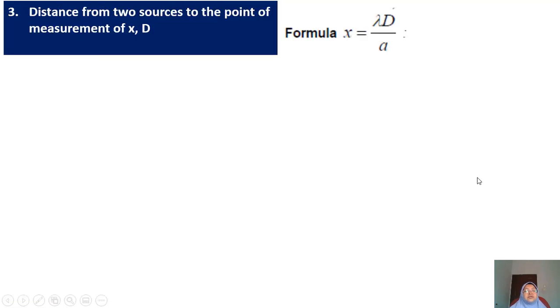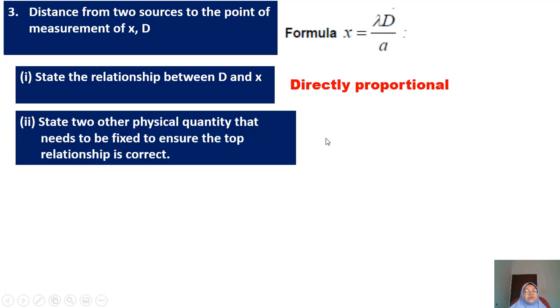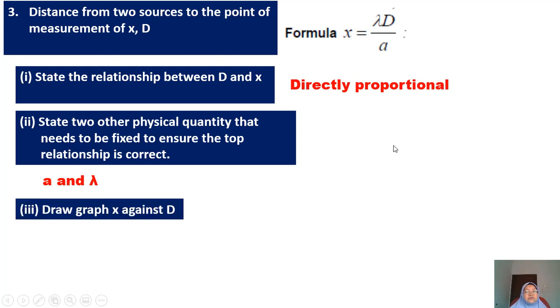Next, the distance from the two sources to the point of measurement of x, or D. We have the formula x is equal to lambda D over a. State the relationship between D and x. x and D are on the same line, so they are directly proportional. State two other physical quantities that need to be fixed to ensure the relationship is correct. Here they are lambda and a. Draw a graph: x is directly proportional to D.